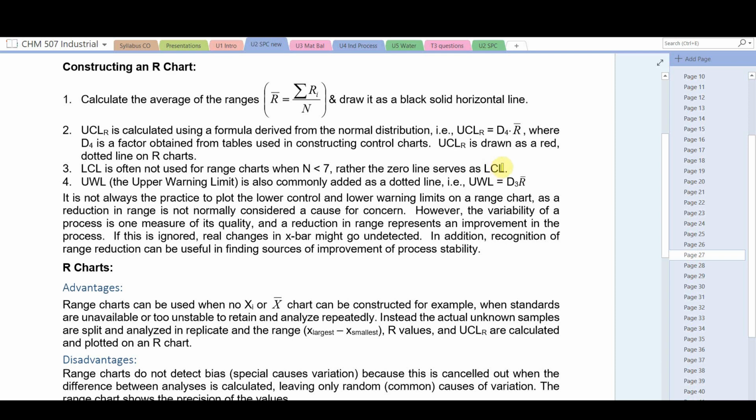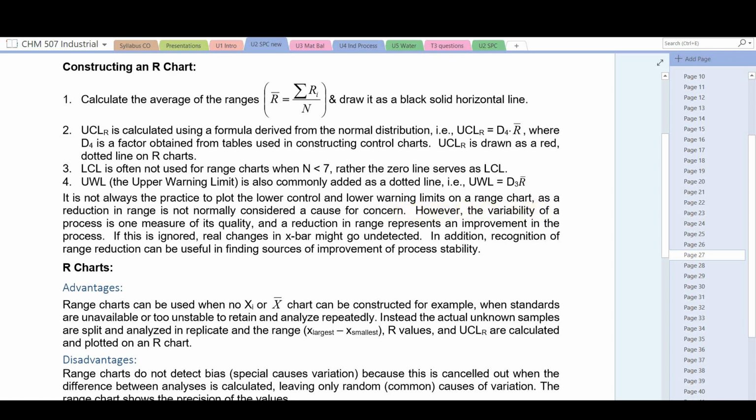One of the reasons is that you'll often find the lower control limit calculates to a negative value, and that has no meaning. The upper warning limit is also commonly added as a dotted line and is calculated as D3 times R bar. It's not always the practice to plot the lower control limit and lower warning limits on a range chart, as a reduction in range is not normally considered to be a cause for concern.